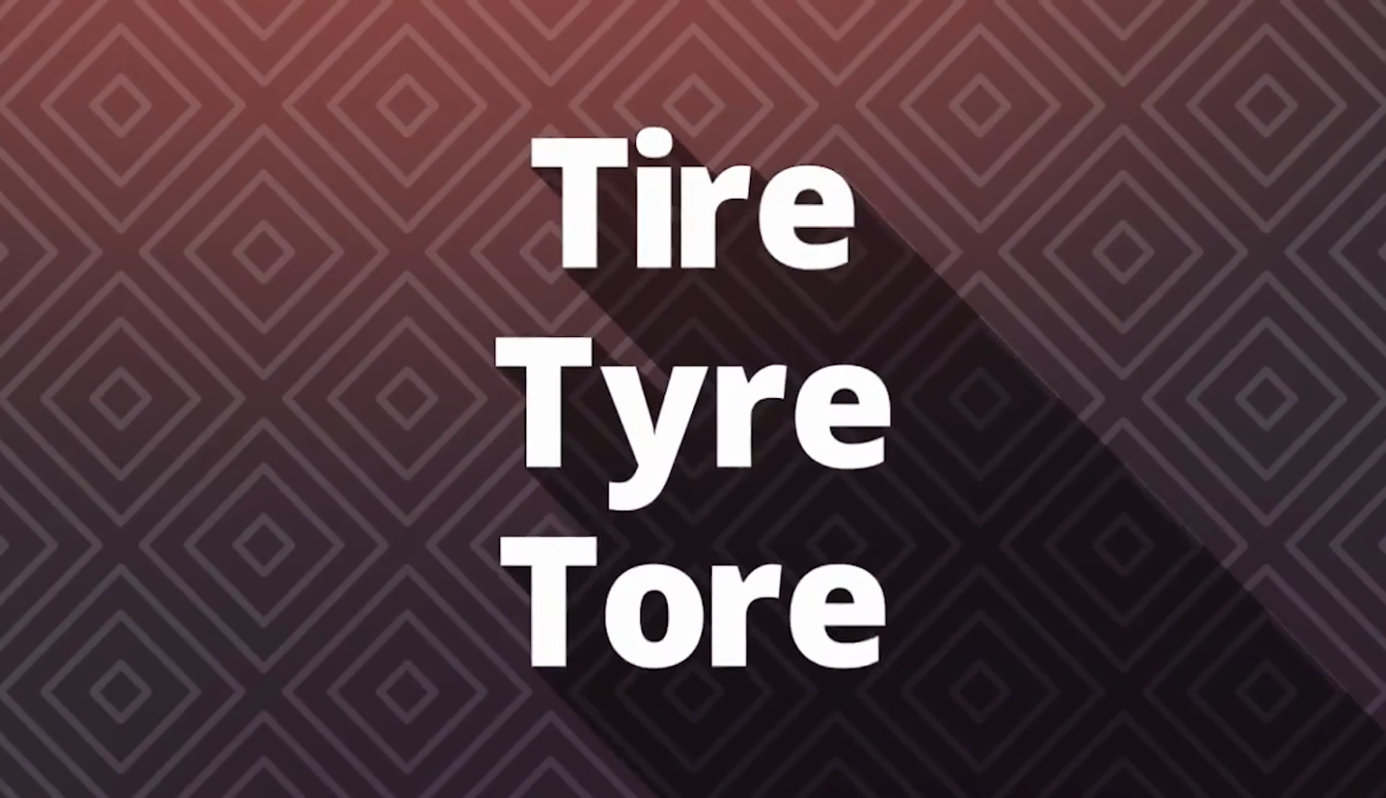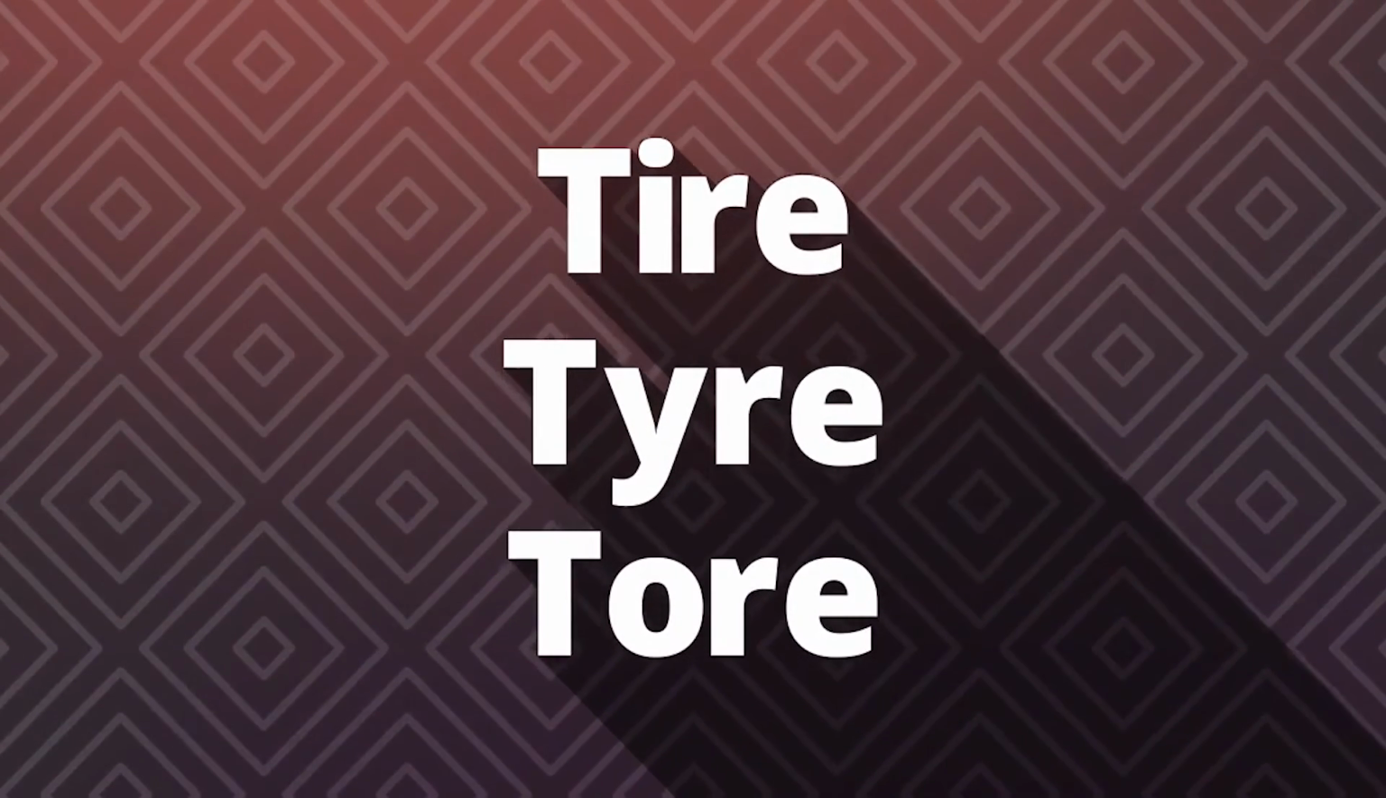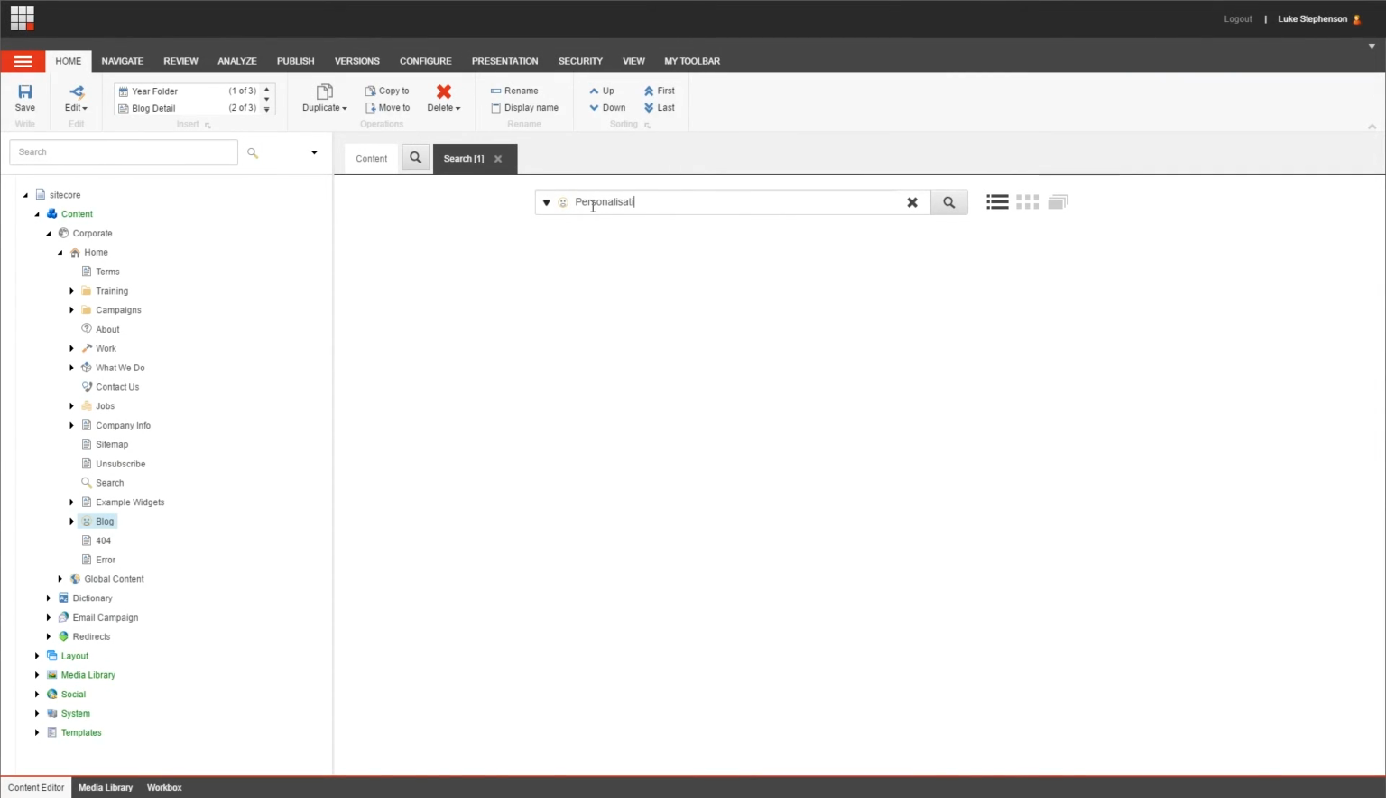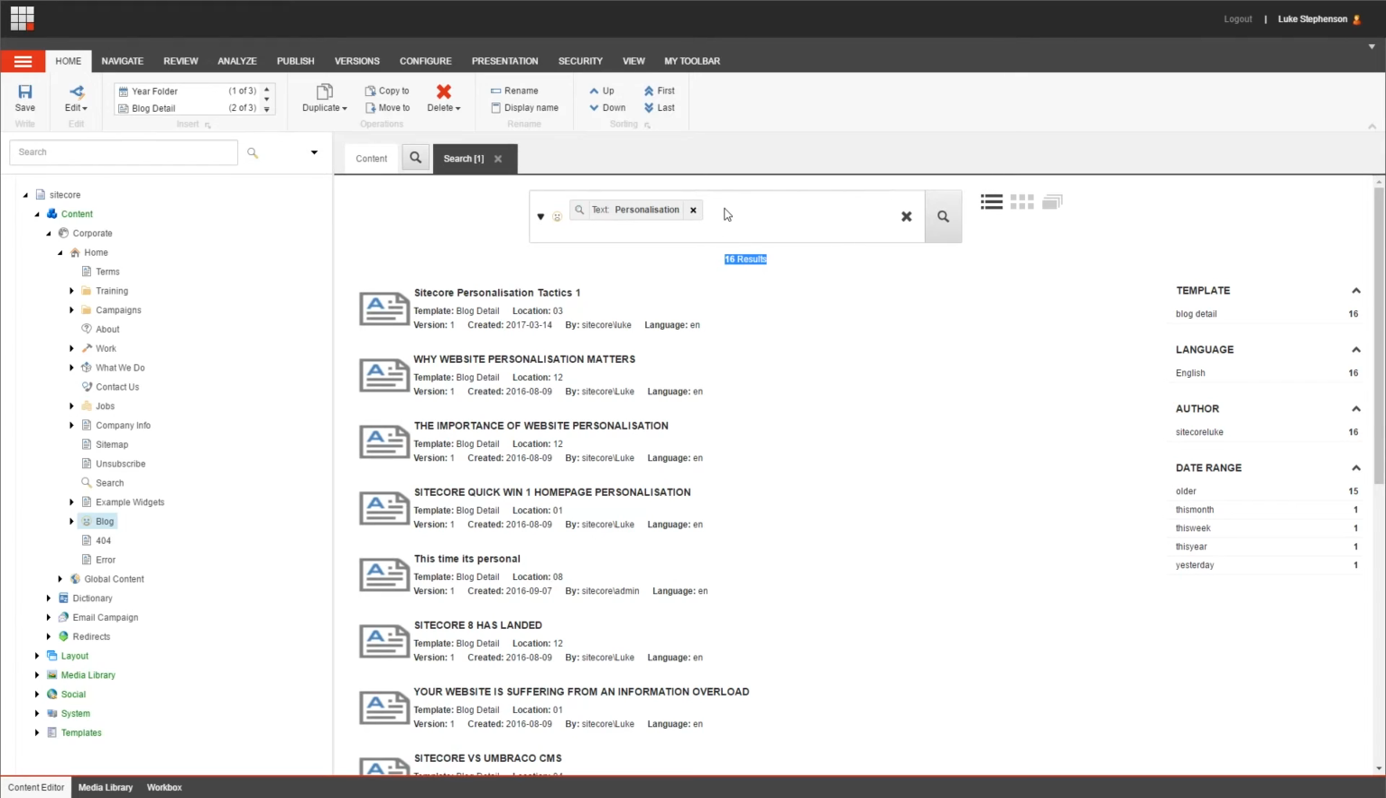The question mark symbol replaces any single character either inside of a word, at the beginning of a word, or at the end of a word. For example, searching for T question mark RE will find tire, tyre, tour, and so on. I found this can be really handy if you want to search for a particular word that might be spelt differently depending on which market it's intended for, such as the word personalization.